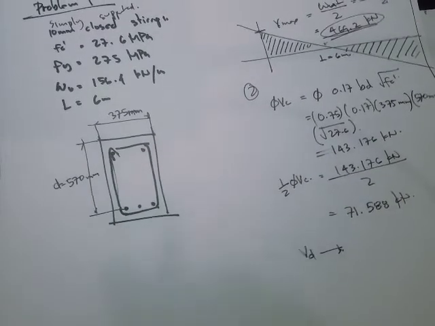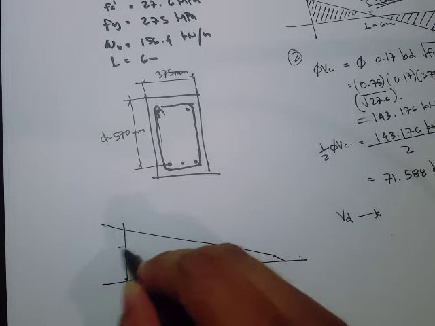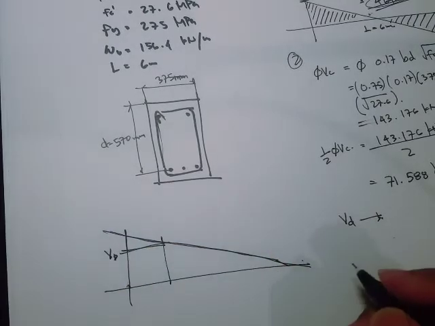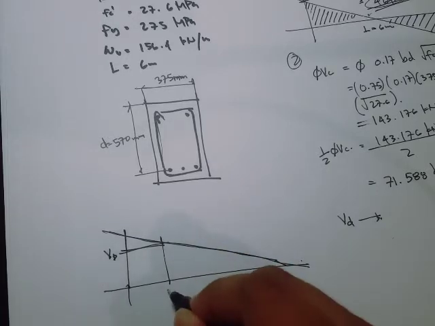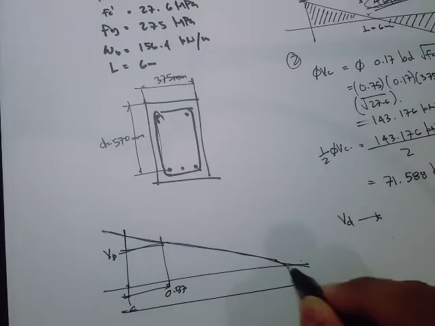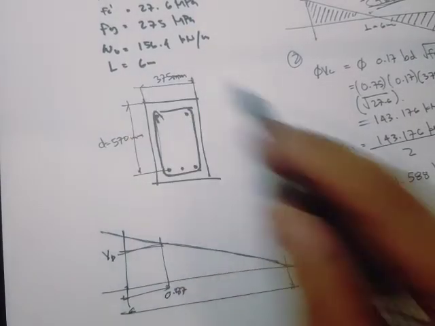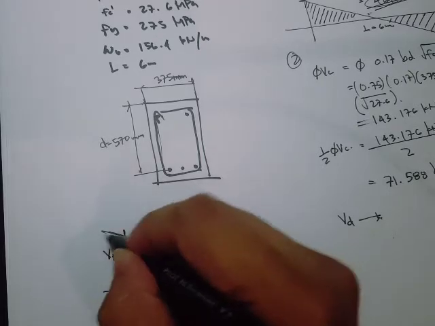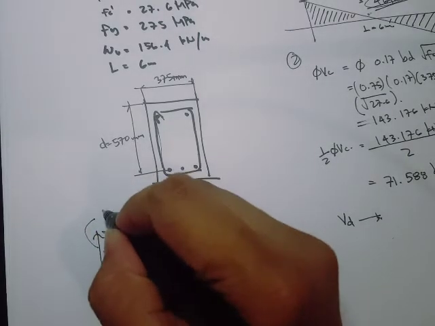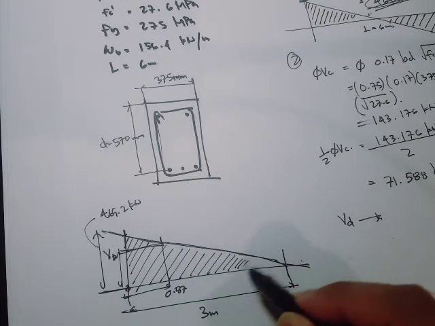Basically, if we plot this here, this is our Vd, and our distance here is the distance d, which is 0.57. The whole distance, since we have 6 meters, if this is just half, is going to be 3 meters. And from zero shear to the maximum, this is 469.2 kilonewtons. So this is our shear diagram.